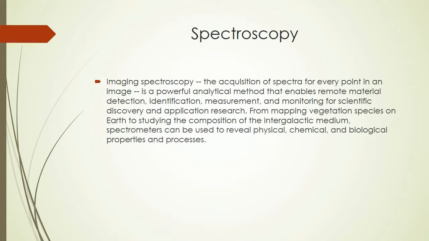Spectroscopy. Imaging spectroscopy, the acquisition of spectra for every point in an image, is a powerful analytical method that enables remote material detection, identification, measurement, and monitoring for scientific discovery and application research. From mapping vegetation species on Earth to studying the composition of the intergalactic medium, spectrometers can be used to reveal physical, chemical, and biological properties and processes.